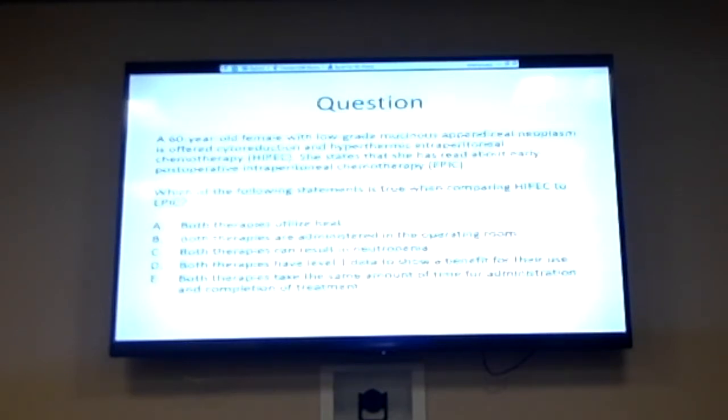And so, question: a 60-year-old female with a low-grade mucinous appendiceal neoplasm is offered cytoreduction and hyperthermic intraperitoneal chemotherapy, or HIPEC. She states she has read about early postoperative intraperitoneal chemotherapy. Which of the following statements is true when comparing HIPEC to EPIC? A, both therapies utilize heat. B, both therapies are administered in the operating room. C, both therapies can result in neutropenia. D, both therapies have level 1 data to show benefit for their use. Or E, both therapies take the same amount of time for administration and completion of treatment.